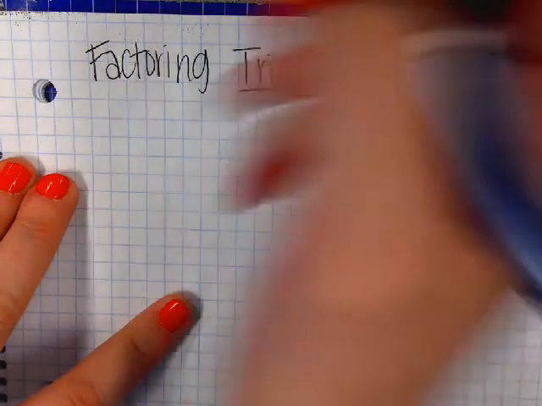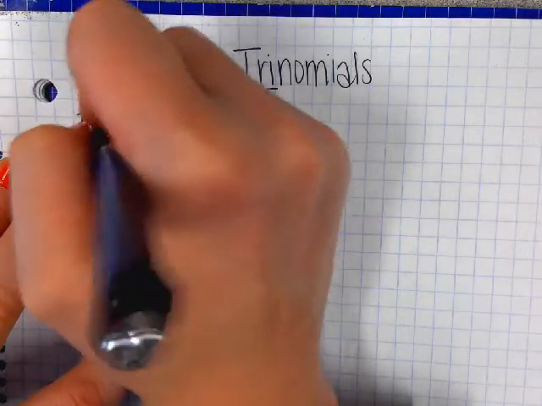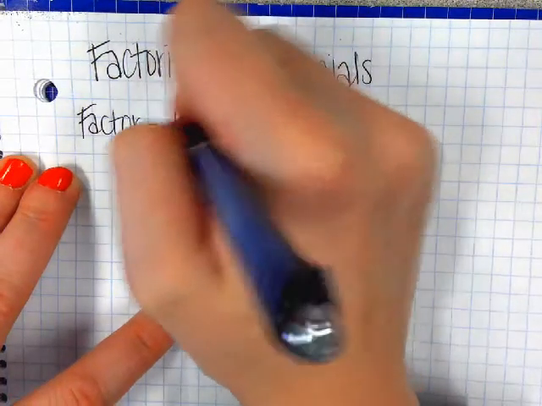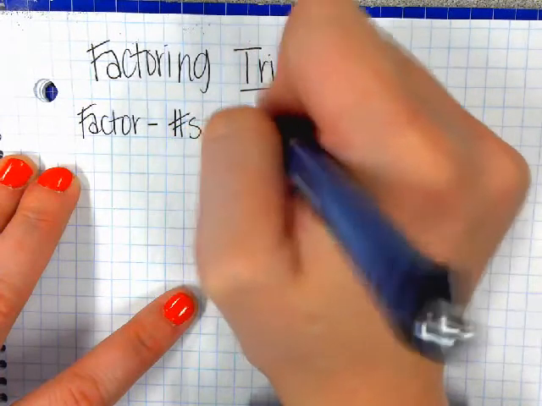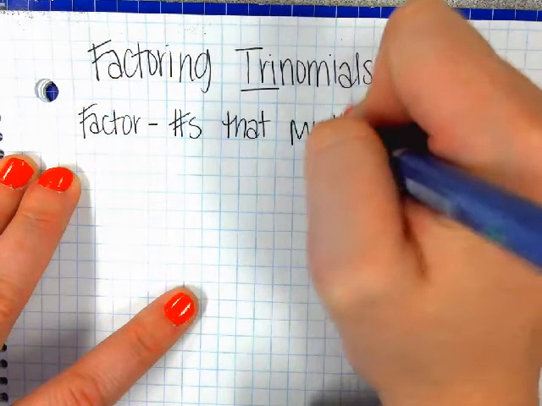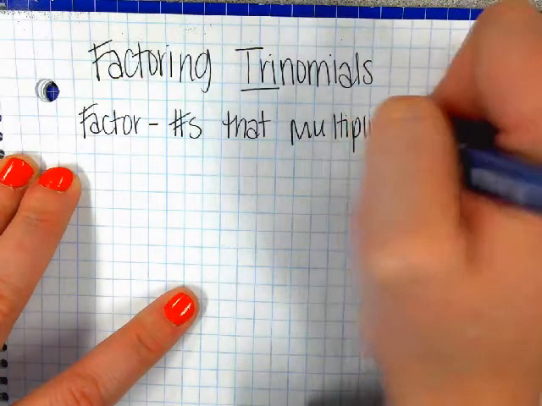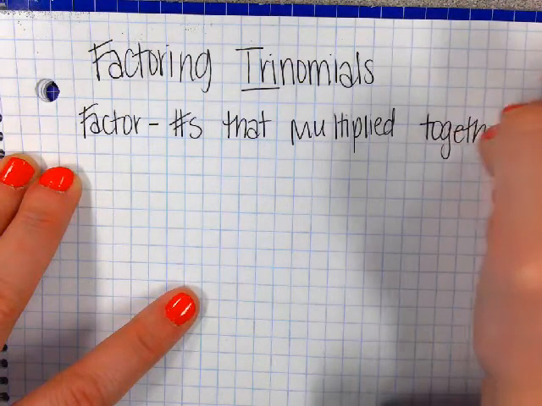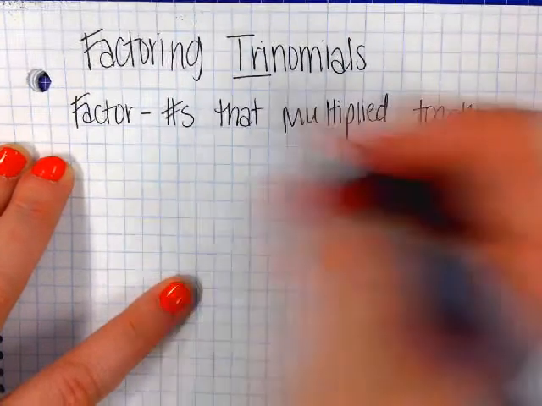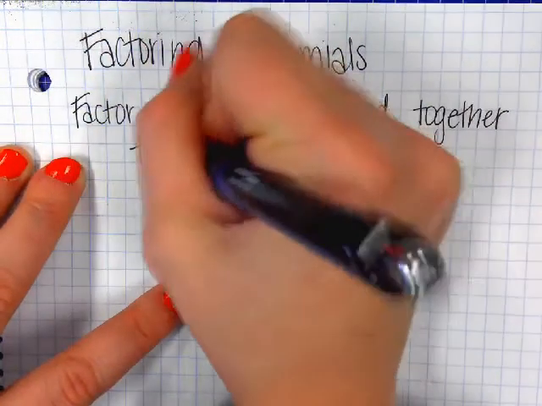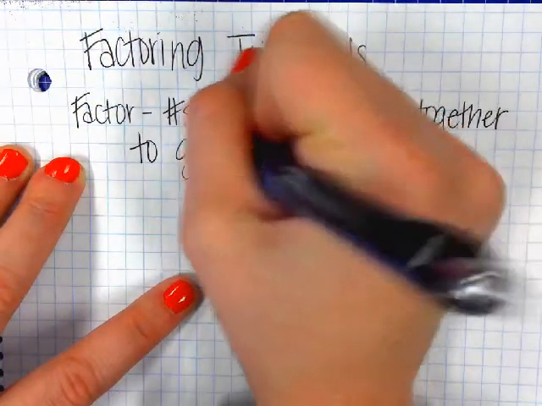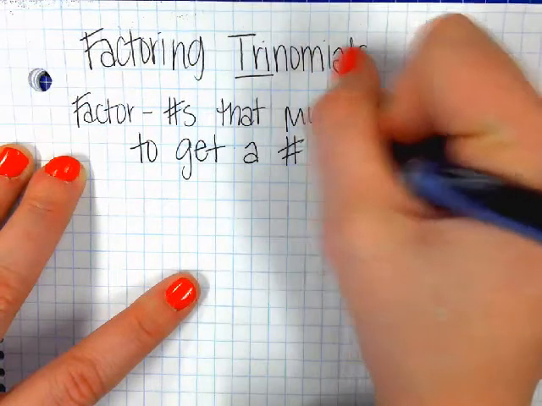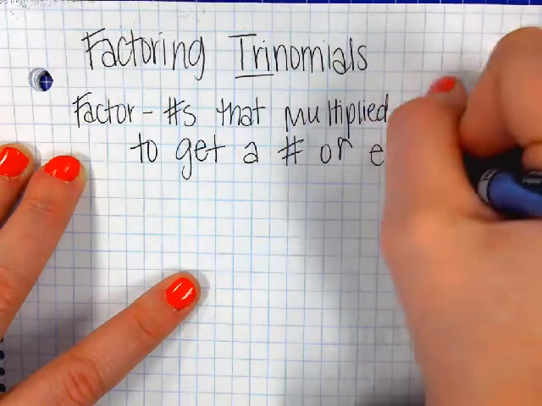Okay, factoring. All factor means is the numbers that multiplied together to get a number or expression.